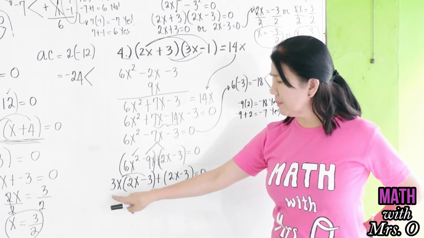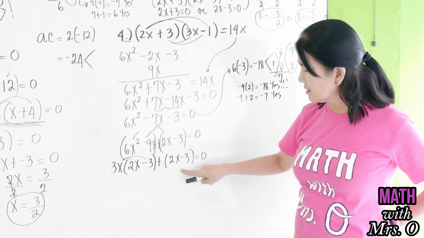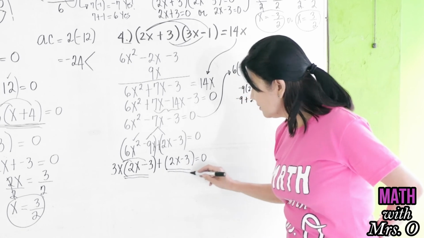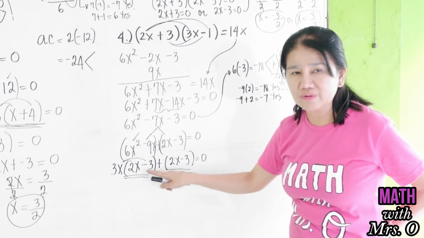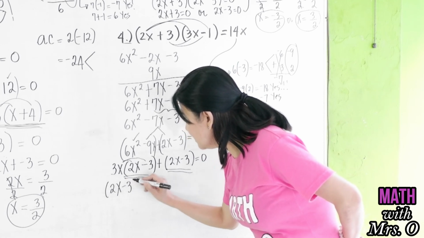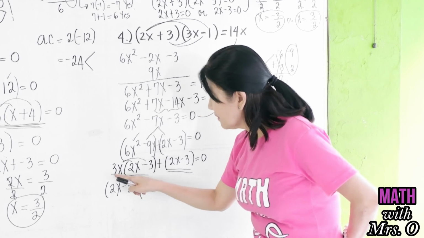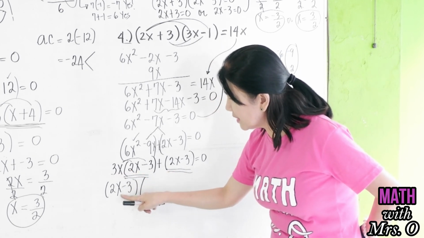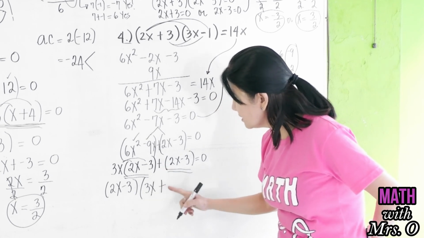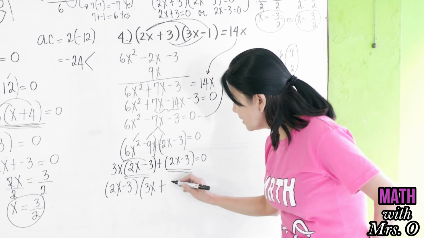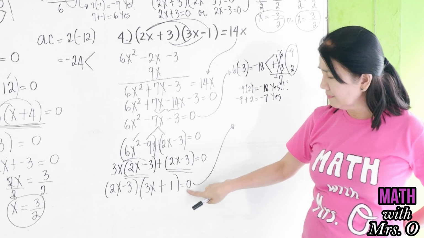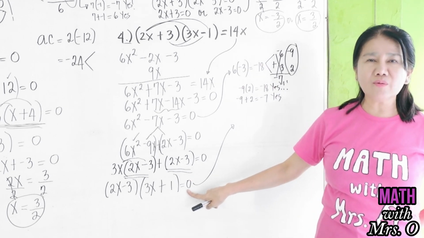Now, what do you observe about this term and this? There is a common factor, 2x minus 3 is common to both. Therefore, factor out 2x minus 3. 3x times 2x minus 3 divided by 2x minus 3 gives you 3x, plus 2x minus 3 divided by itself is 1, equals 0. Yay! The right side is now equal to 0.